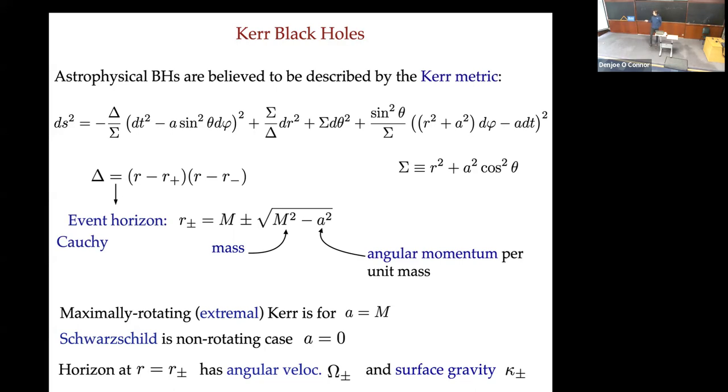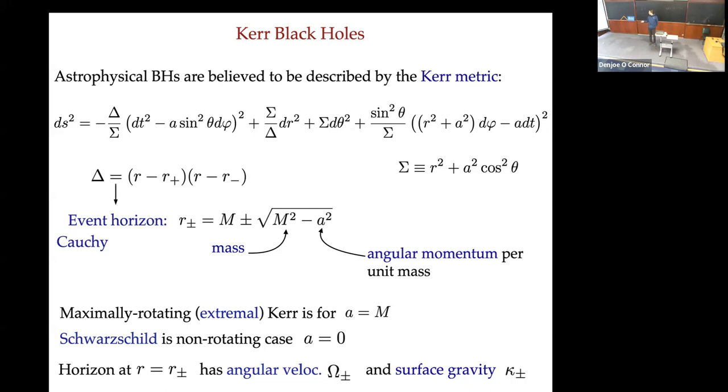There is this delta function here, a function of the radius. These are Boyer-Lindquist coordinates, spherical type coordinates. Delta depends on the radius. It has two roots, r plus and r minus. r plus corresponds to the event horizon, and r minus corresponds to the Cauchy horizon. You can see by the formula for the radius of the event horizon r plus that for a larger than M, the argument of the square root is negative, so you have no event horizon. So there's a maximal rotation for the Kerr black hole, a equals M. And for a equals 0, you've got no rotation, that's the so-called Schwarzschild black hole.